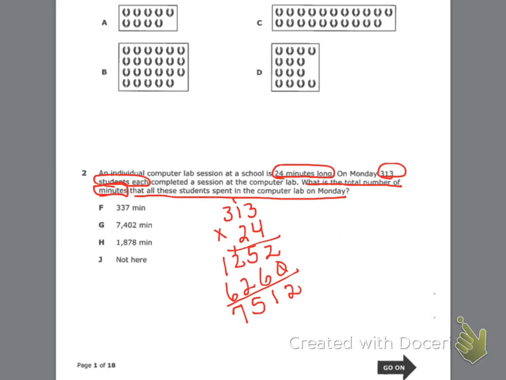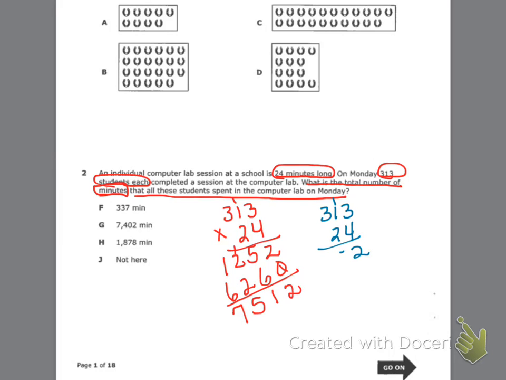So that means my answer is either J, not here, or I've made a mistake. So what I'm going to do before I decide to pick J is I'm going to double check myself by doing the problem again, just to be sure that I didn't make a mistake. So 313 times 24.